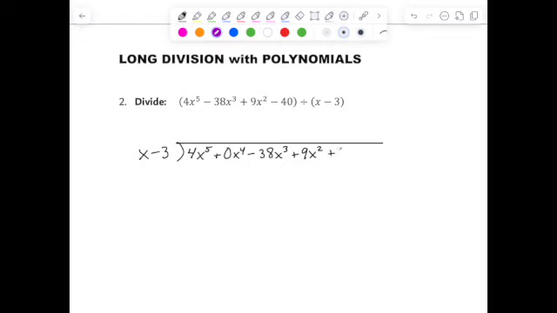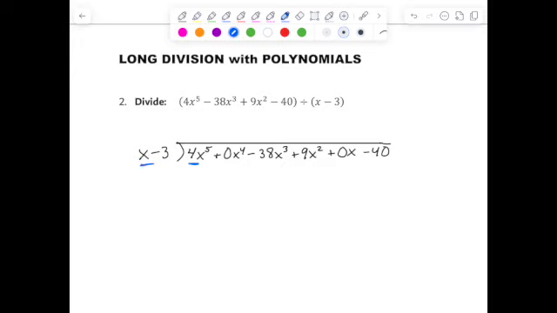So I need another 0 placeholder for 0x, and finally minus 40. And finally, you might also be noticing that because your divisor is 1x to the first, you could use synthetic division on this. I'm actually getting into that in my next video, synthetic division. But synthetic division can't be used for every problem, but long division can be. So I'm doing 2 examples on long division first. But yes, synthetic division is very nice. If you remember that, very good. Good for you.